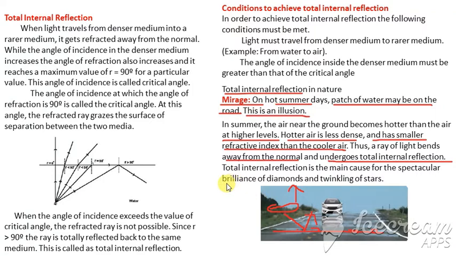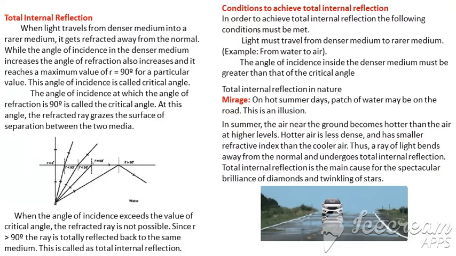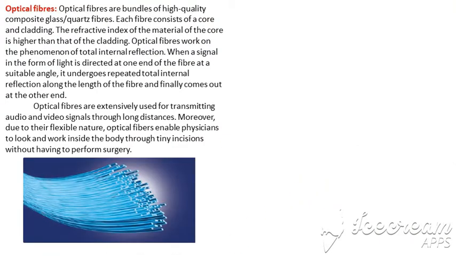Total internal reflection is the main cause for the spectacular brilliance of diamonds and the twinkling of stars. So a diamond, you know, twinkles, and the stars also twinkle. That is all because of this total internal reflection. Okay, then the last example is the optical fiber.